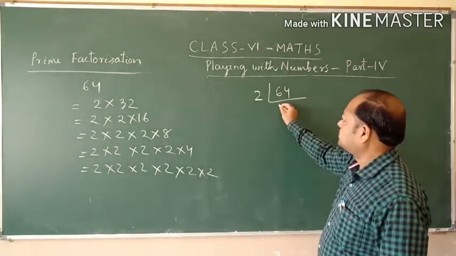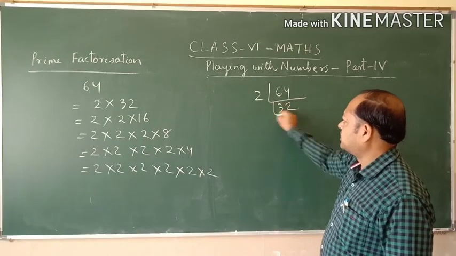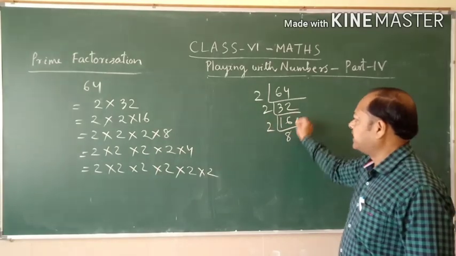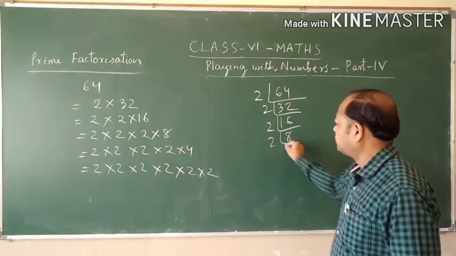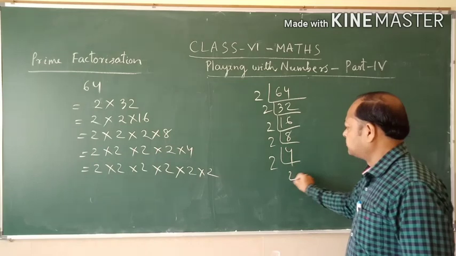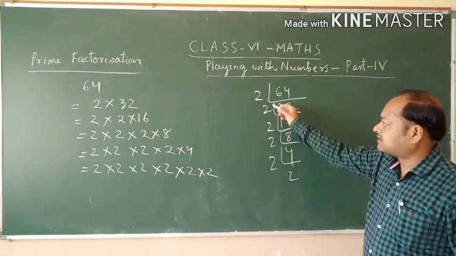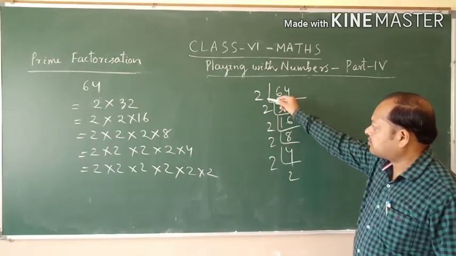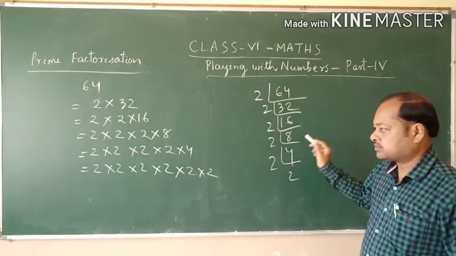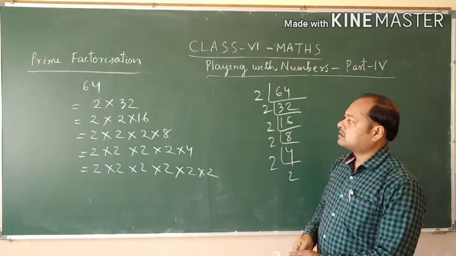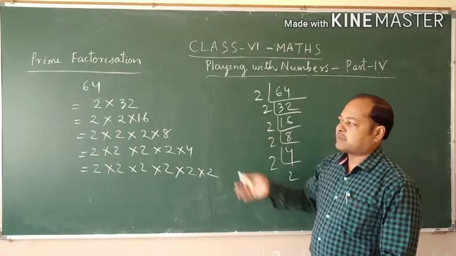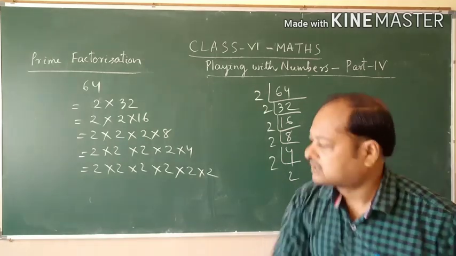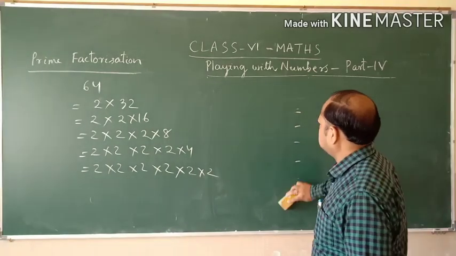So we can divide here: 2 into 32 is 64, again 2 into 16 is 32, again 2 into 8 is 16, 2 into 4 is 8, again 2 into 2 is 4. So we see here that these are the prime factors: 2, 2, 2, how many? 1, 2, 3, 4, 5, 6 twos. Like this we can find the prime factors of any number using the prime factorization method.